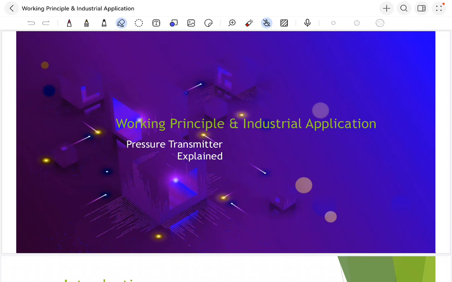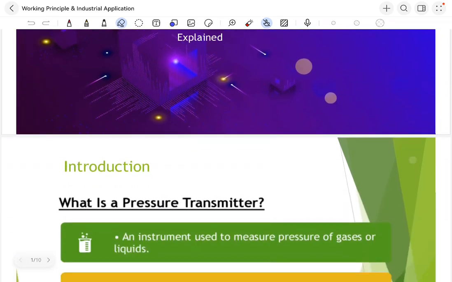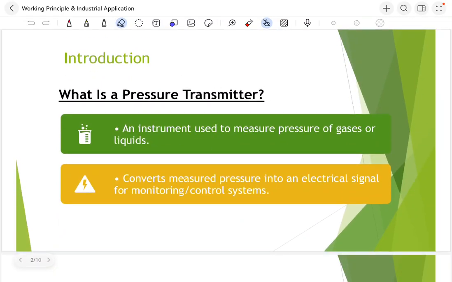So today we're going to talk about the working principle and industrial application. What is a pressure transmitter? So the pressure transmitter is an instrument used to measure pressure of gases or liquids. It also converts measured pressure into an electrical signal for monitoring and control systems.